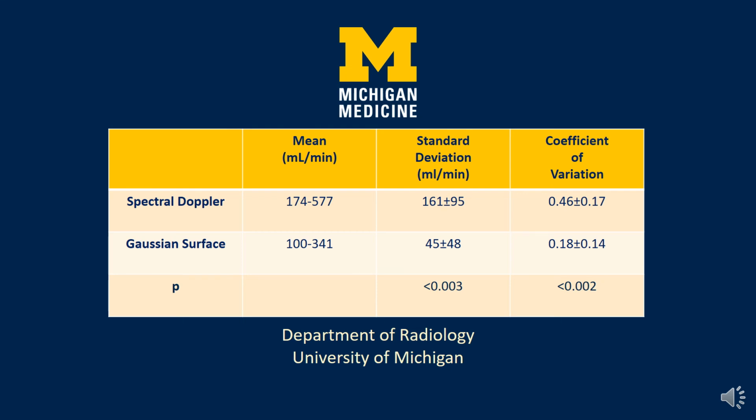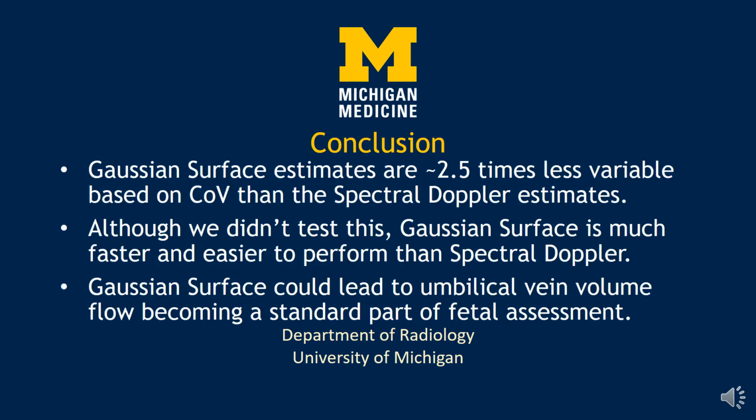The comparisons of the variations were statistically significantly different for the spectral Doppler and Gaussian surface measurements. The Gaussian surface measurements were statistically significantly better, or less variable, than the spectral Doppler measurements for both standard deviation and coefficient of variation. So in conclusion, the Gaussian surface volume flow estimates are approximately 2.5 times less variable based on coefficient of variation than the spectral Doppler estimates, and they are greater than 3 times less variable than the spectral Doppler estimates for standard deviation.